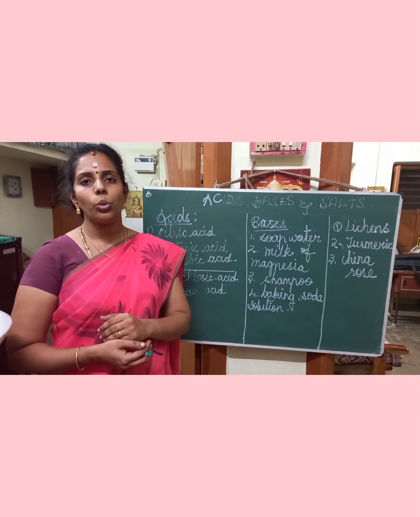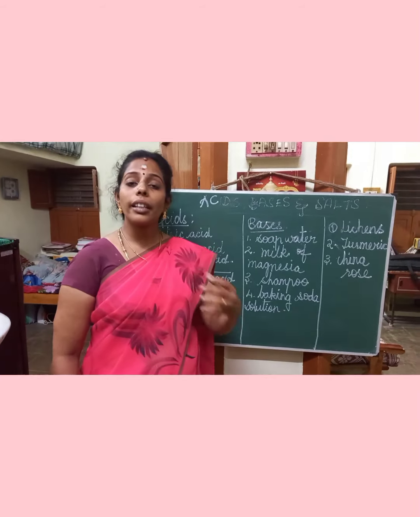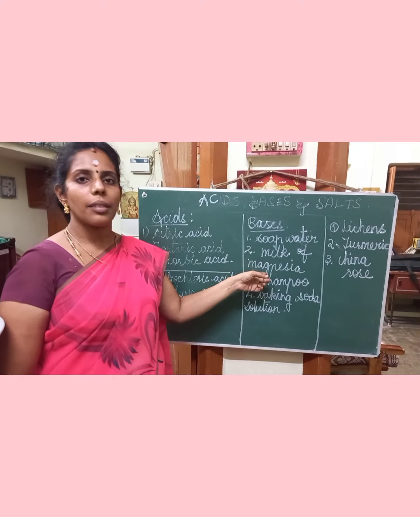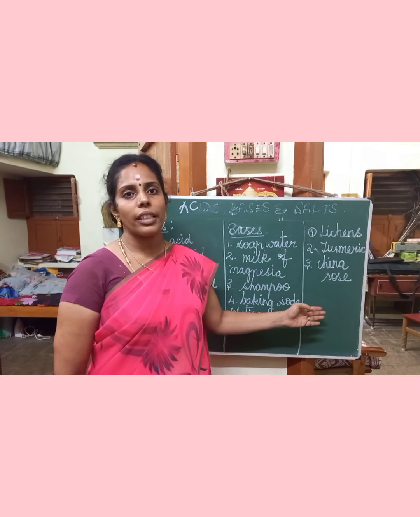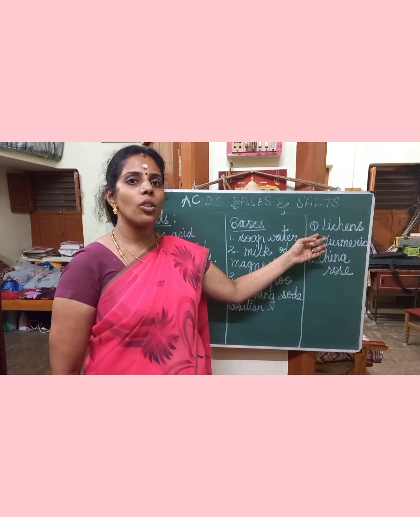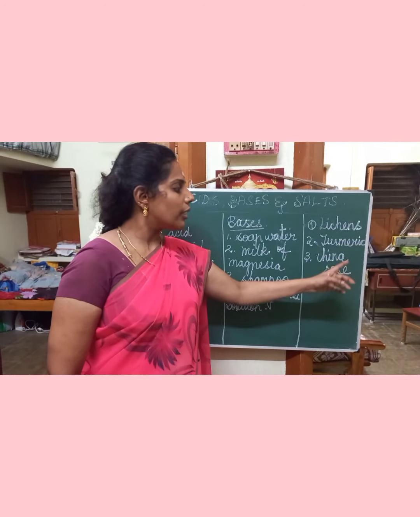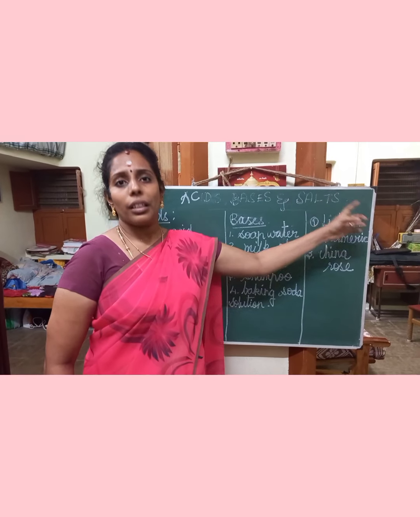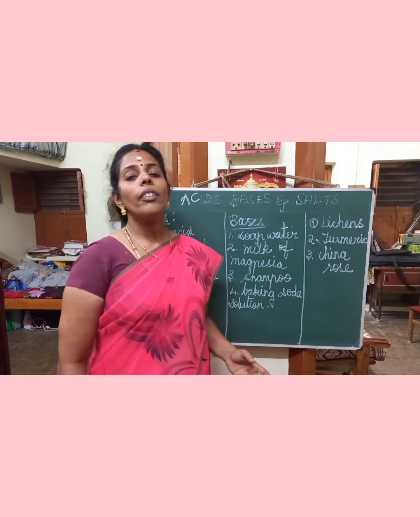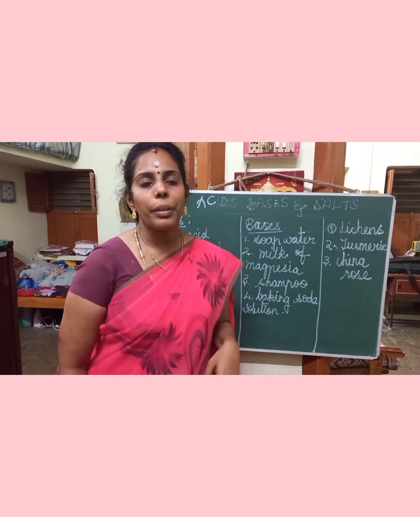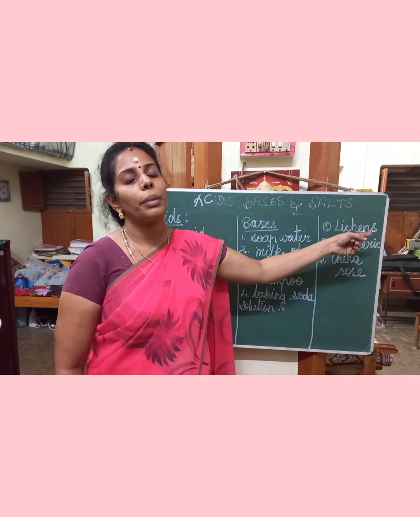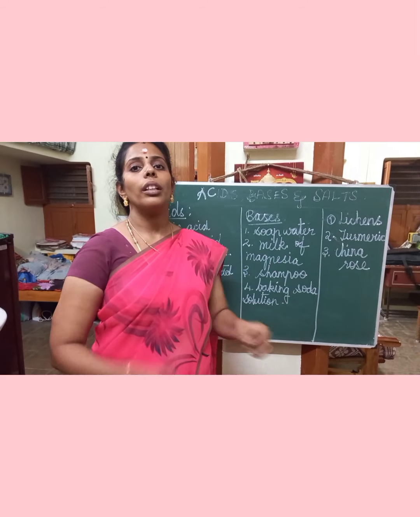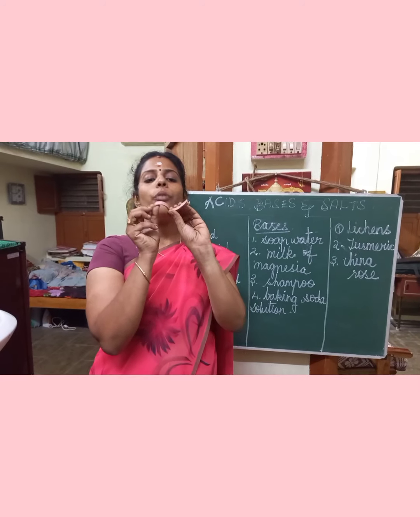Instead, what can we do? We can use indicators to find out whether it is an acid or a base. Here are some natural indicators: lichens, turmeric and China rose. Lichens are a combination of an alga and a fungus. From the lichens, they extract the litmus paper.